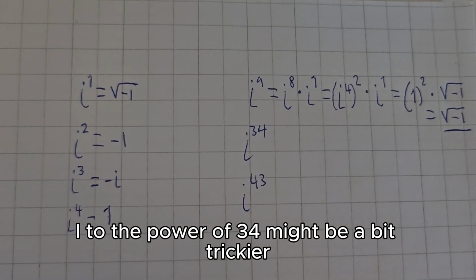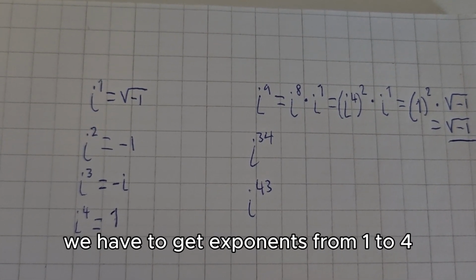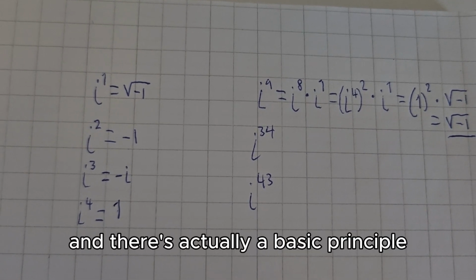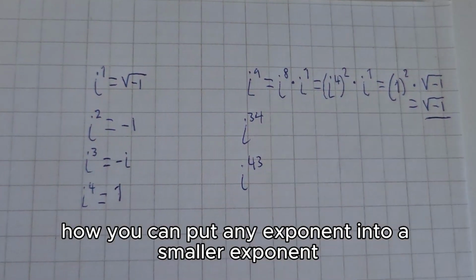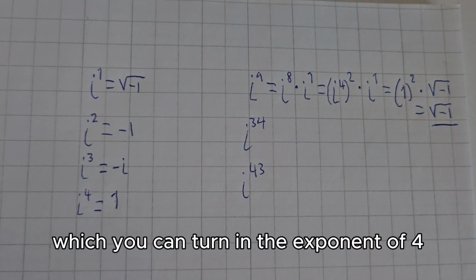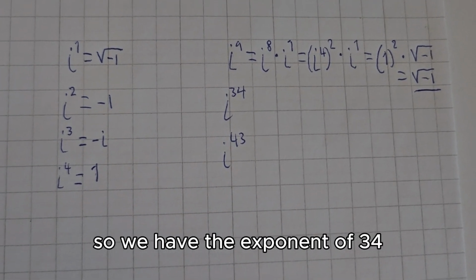i to the power of 34 might be a bit trickier, but our goal is the same. We have to get exponents from 1 to 4. There's actually a basic principle how you can put any exponent into a smaller exponent, which you can turn into the exponent of 4. Let me show you. So we have the exponent of 34.